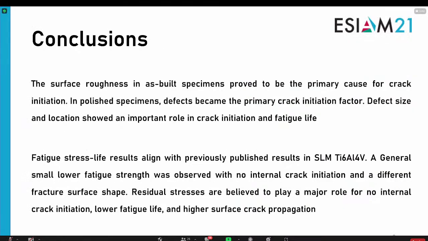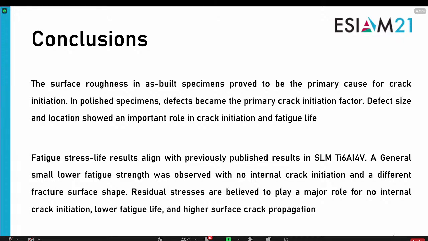So in conclusion, yes, we conclude that surface roughness from SLM has an influence on fatigue strength. When we polished, we do have an increase of the fatigue strength of the specimens, and a different crack initiation location, being mainly subsurface when we polish the specimens. The defect size and its location also showed an important role on the effect of fatigue life and crack initiation.